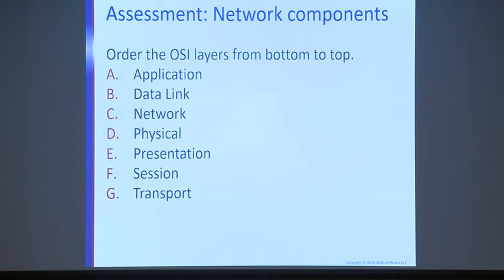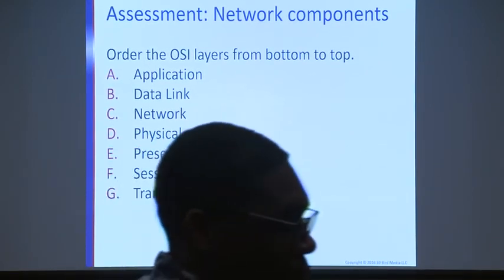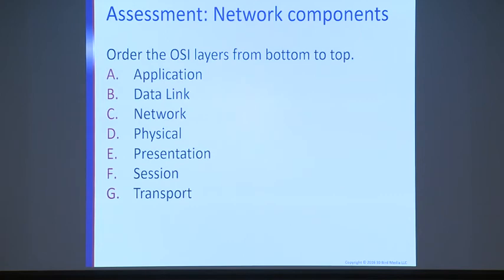Okay, so you've got some questions here. Order the OSI layers from the bottom to the top. What is the layer we have on the bottom of the OSI model? Physical. Above that, data link. Network above that. Transport above that. Session above that. Presentation, and I hope you get the last one because it's the last one. Application. So from top to bottom: application, presentation, session, transport, network, data link, physical. Okay.